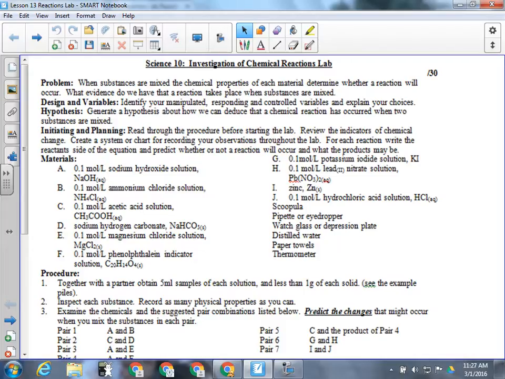Hypothesis. What three words need to be in there? If, and, then. In the if part, we've got to talk about the premise that we're working on. The and part describes our experiment. The then part, here's our findings.